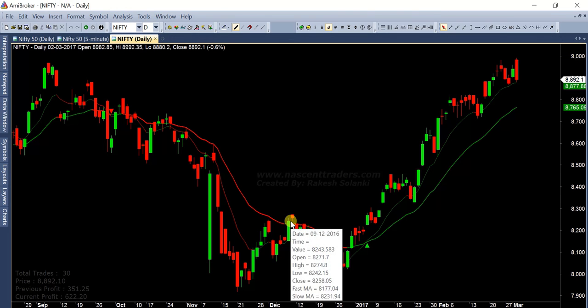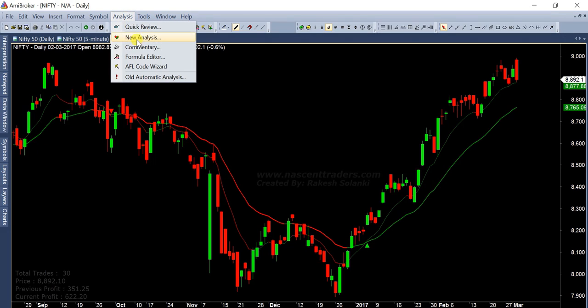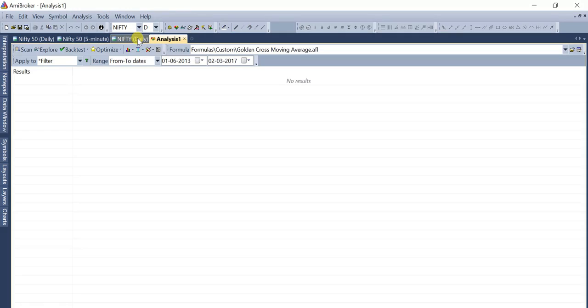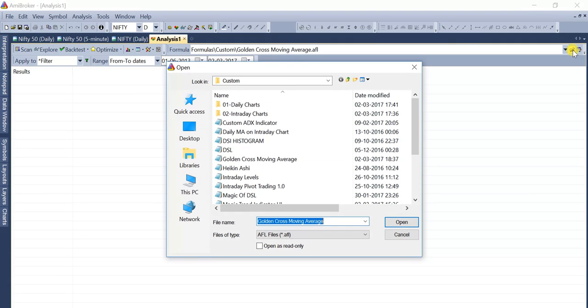For backtesting of the strategy, click on this analysis window and then click on the new analysis. This will open a new analysis window. First of all, select the strategy here. This is a window for a formula. Select here the golden cross moving average strategy. I have already selected.